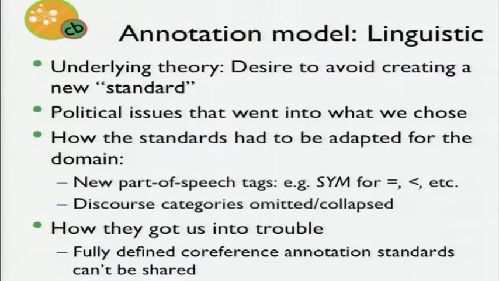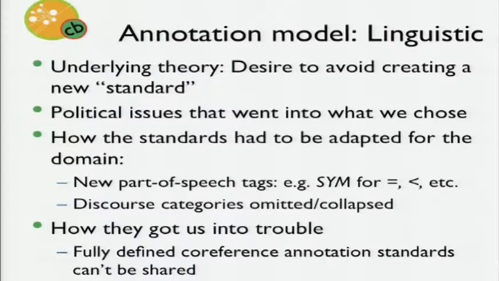One that we adopted from pretty freely is the OntoNotes Annotation Project, which is a very, very large multi-center, multilingual annotation project. We had to make some adaptations to those standards for this domain. We had to add some new part-of-speech tags. We had to add some new phrasal categories. And in the definition of discourse categories that we use, some of them we had to omit, some of them we had to collapse. So unfortunately, we weren't able to use the standards quite as they were designed, but we stayed as close to them as we could.